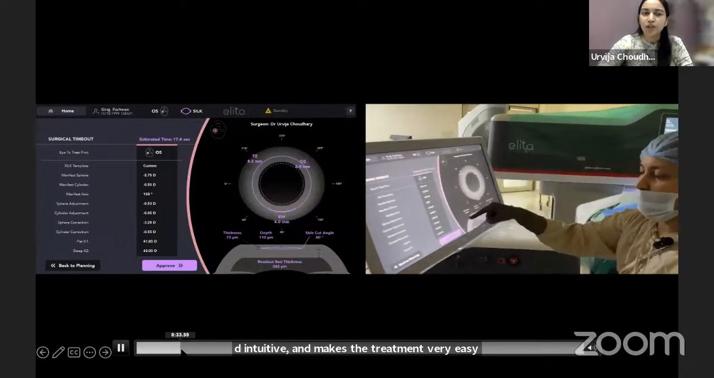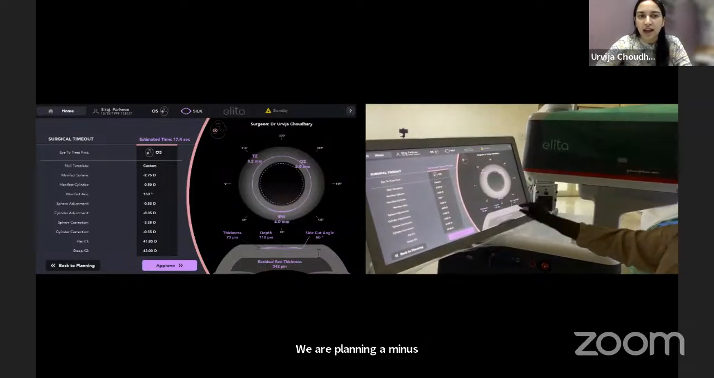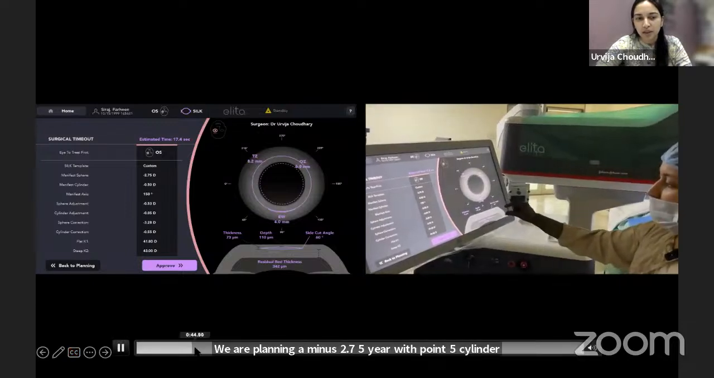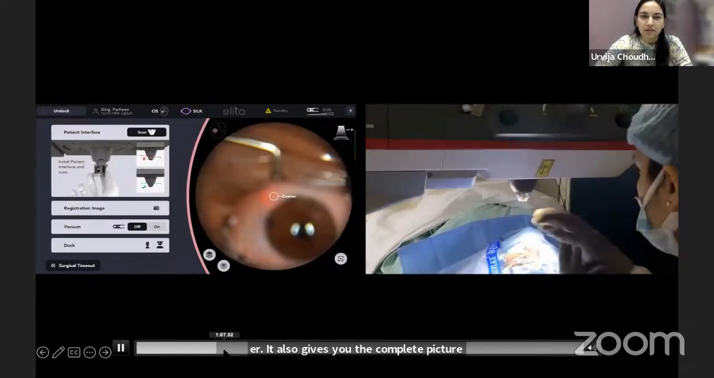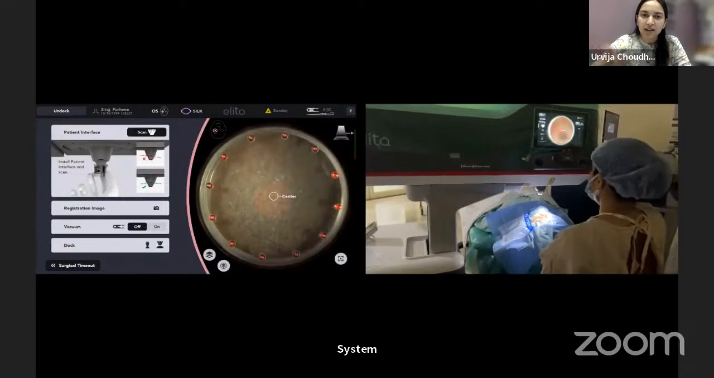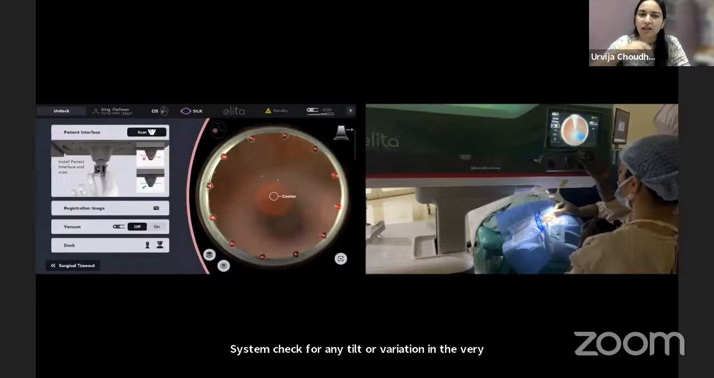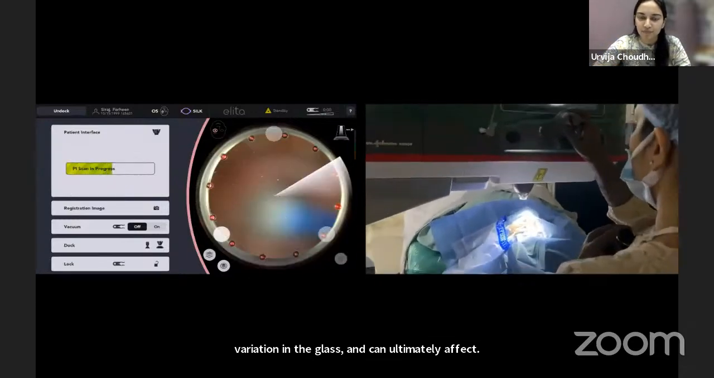Here we are planning a minus 2.75 sphere with 0.5 cylinder. A nomogram adjustment has been done. It also gives you the complete picture. The lenticule system checks for any tilt or variation in the cone glass. This is a very important step as this will account for any variation in the glass and can ultimately affect the result or the dissection of the surgery.